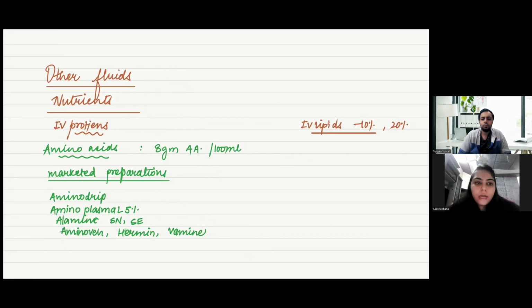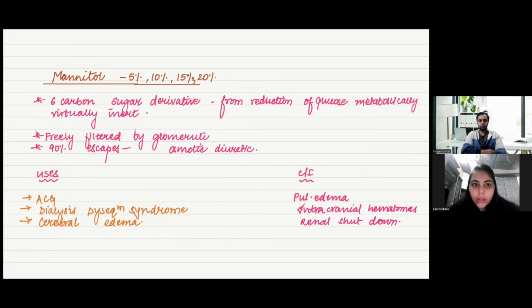Last, we have other fluids, that is IV proteins and IV lipids. IV proteins include amino acid, that is 8 gram amino acid per 100 ml, which come under the brand names amino drip, aminoplasma, alamine, aminovan, hermin, and vamin. And also we have IV lipids, 10% IV lipids and 20% IV lipids.